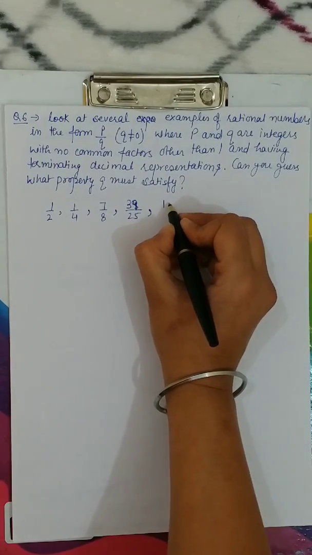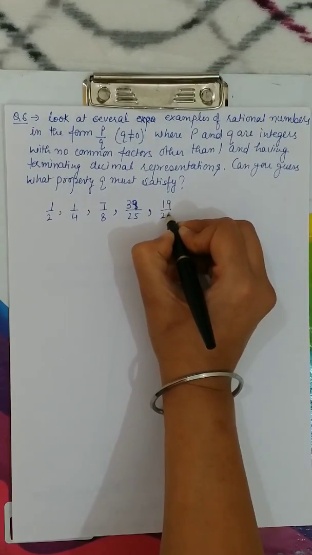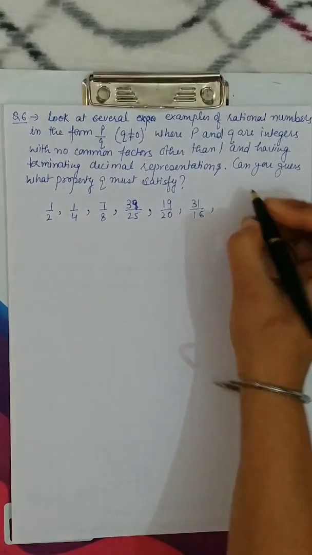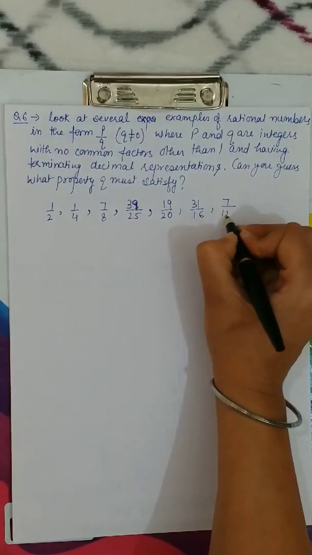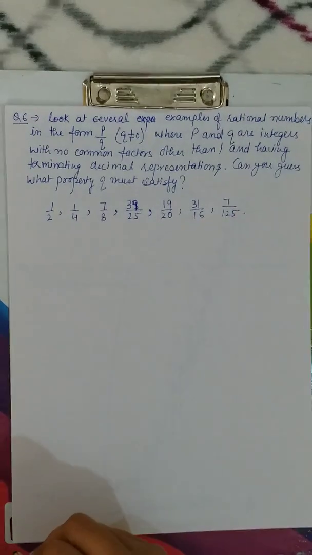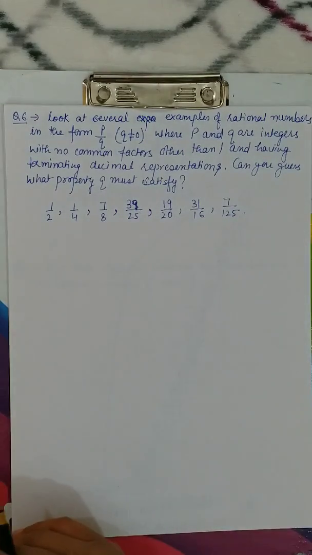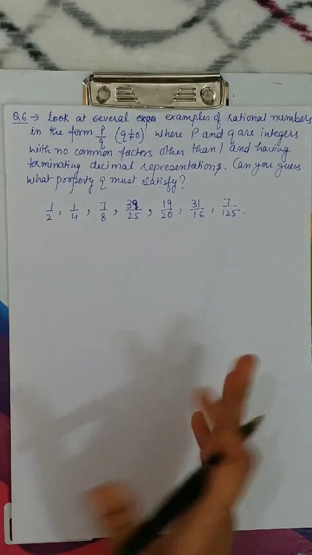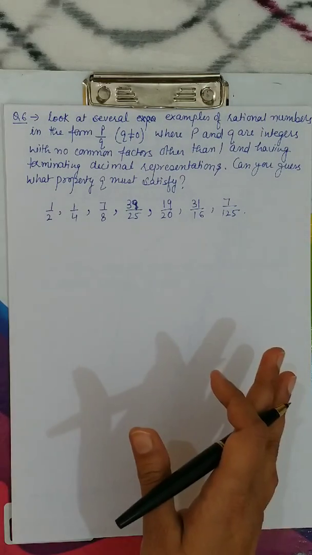I can take 19 by 20, 31 by 16, 7 by 125. I'm taking some of the examples. They all have terminating expansions. You can check it. They all have terminating expansion.